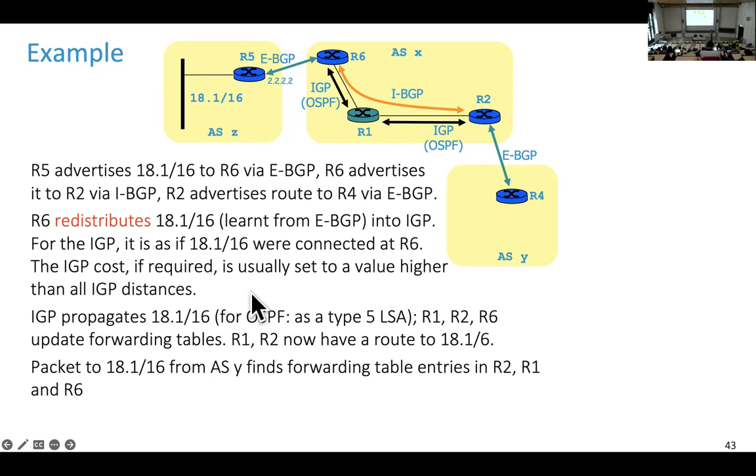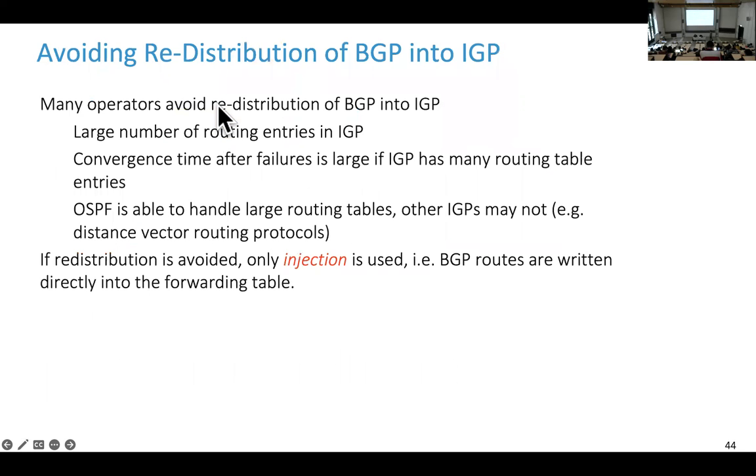OSPF is smarter than that. OSPF will mark this route as something that we have learned externally, this type 5, for example. But at the end, what happens is that everyone knows now a path to here. However, in practice, most of the operators avoid redistribution.